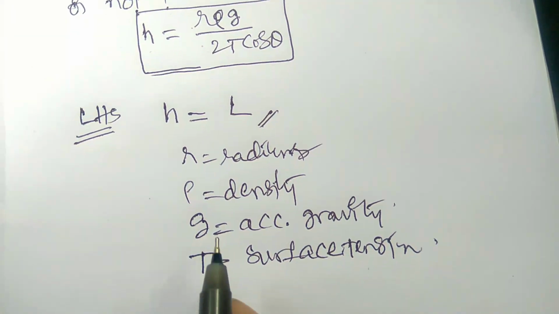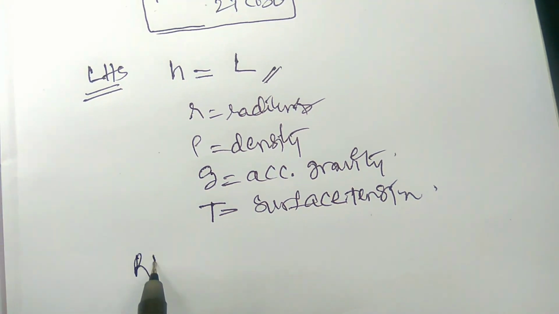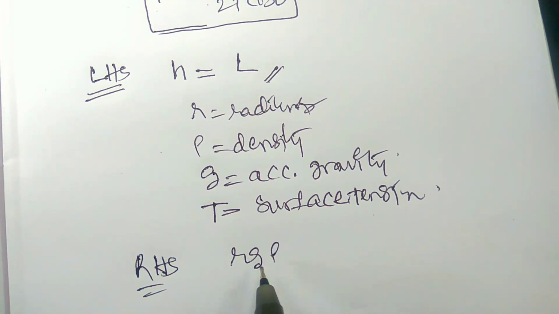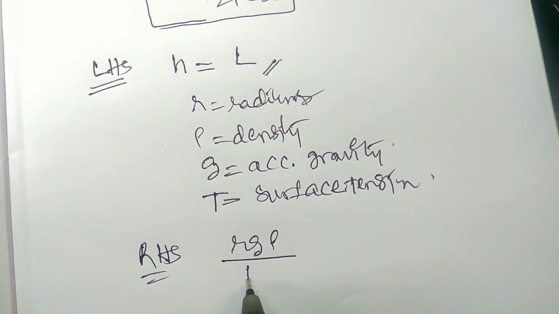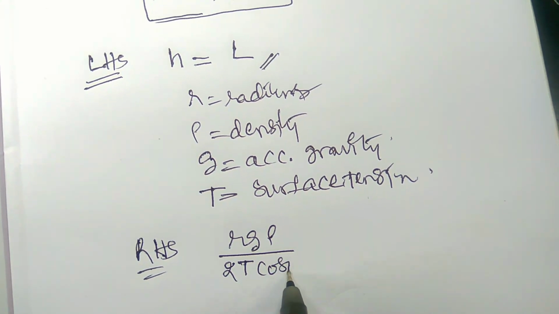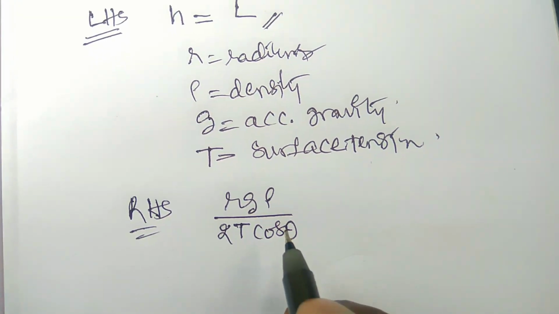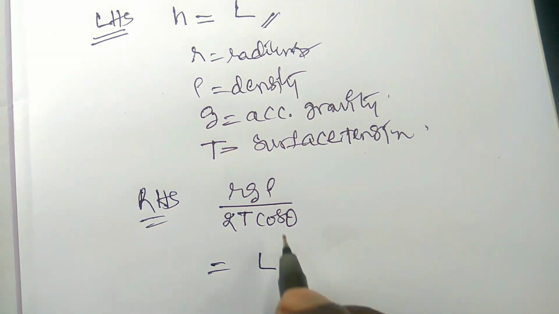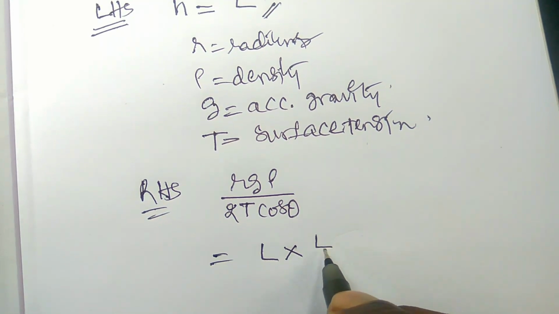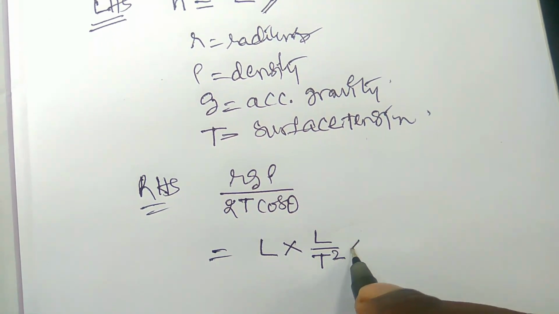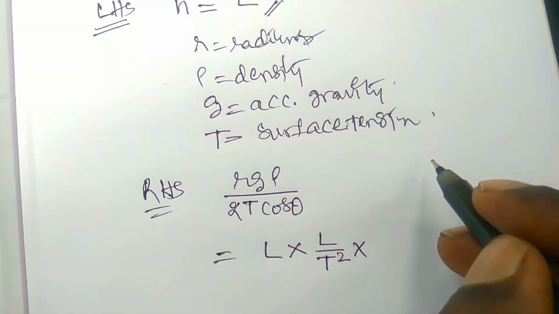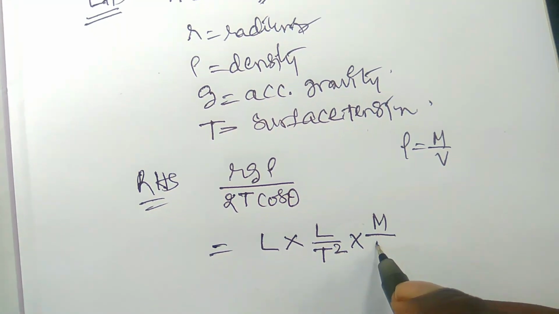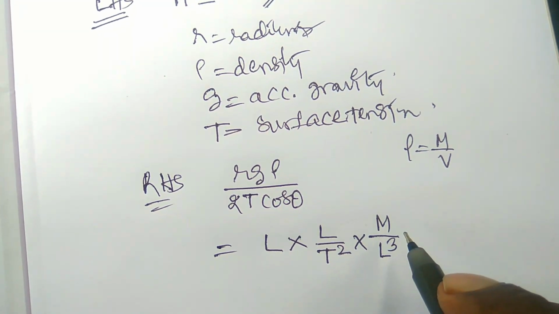So here in the RHS we have R rho g by 2t cos theta. Okay, so this is the formula in the RHS. R is the radius, in terms of length, and g is the acceleration due to gravity, that is L by T square, and rho is the density, which is mass by volume. So mass by volume is L cube, because volume is length into breadth into height.